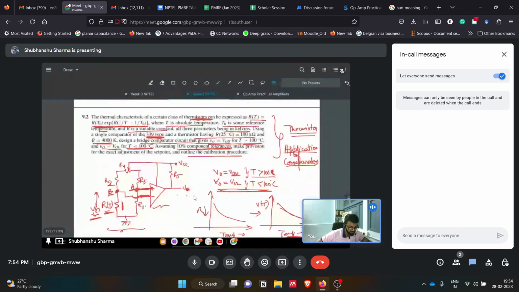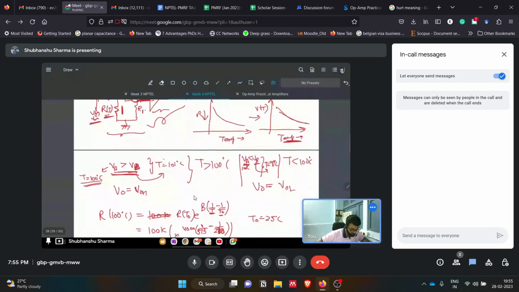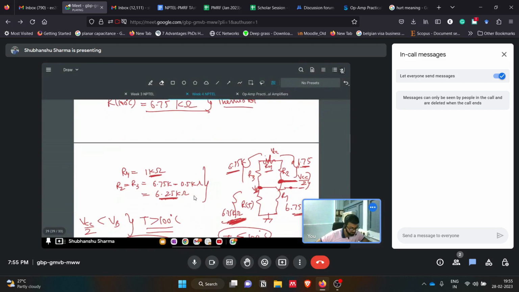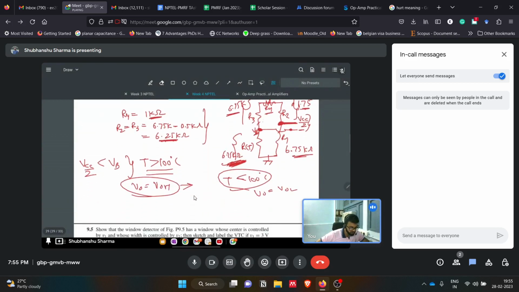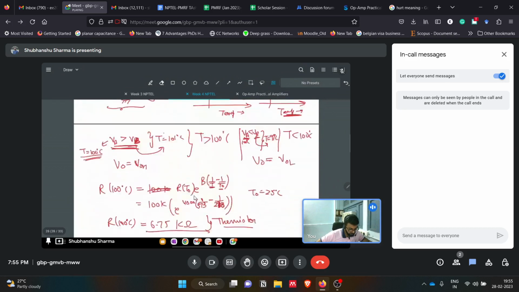Then we saw a practical example of how a comparator can be used to turn a circuit on and off. Here we used a thermistor circuit. We realized a thermistor circuit using an LM39 type op-amp circuit, and then we calculated the resistance of the thermistor at the tripping point, and based on that we decided the values of R3, R2, R4 in the circuit. So yeah, that's all.